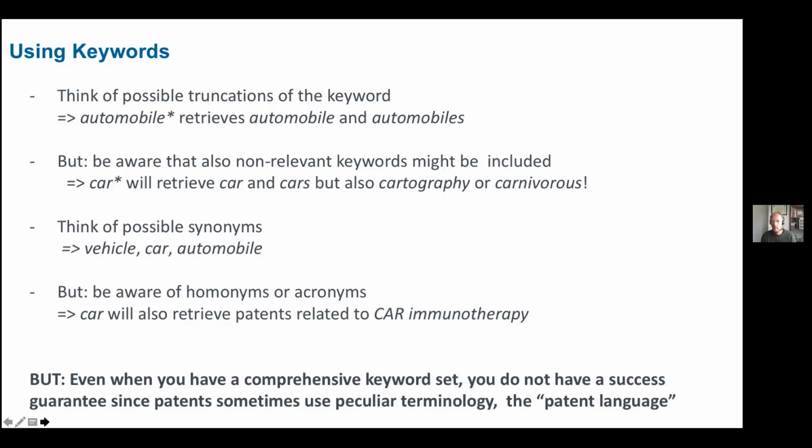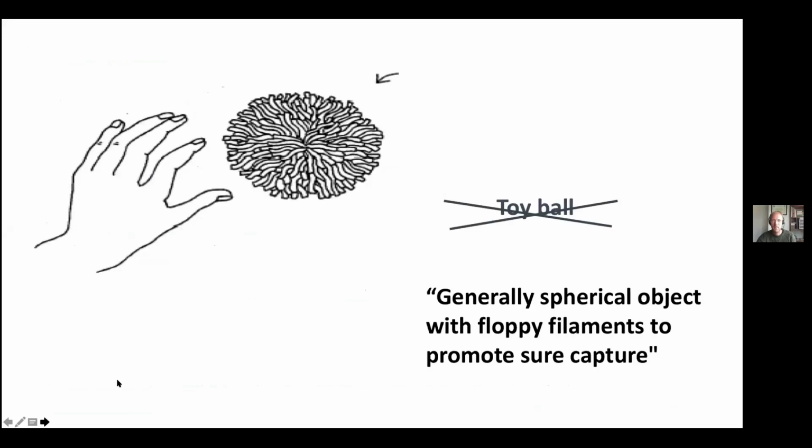All in all, even when you have a really good keyword set, lots of synonyms, homonyms, whatever, it still doesn't guarantee that you will retrieve a good patent data set, because you have to be aware that patents in many cases are written by patent lawyers, who use a very specific terminology, which is also called the patent language. Some people consider it a language of its own, because it can be a bit confusing. For example, a normal person would call it a toy ball, but a patent attorney in the patent title would call it generic spherical optical floppy filament promotes sure capture. You would never guess to use these keywords to search for this toy ball, for example.